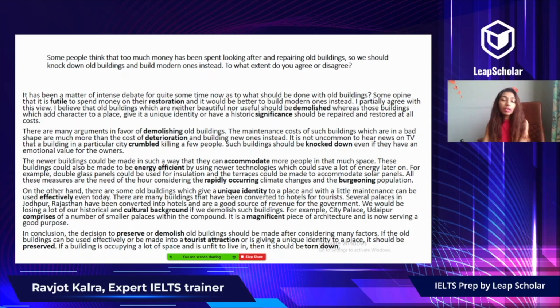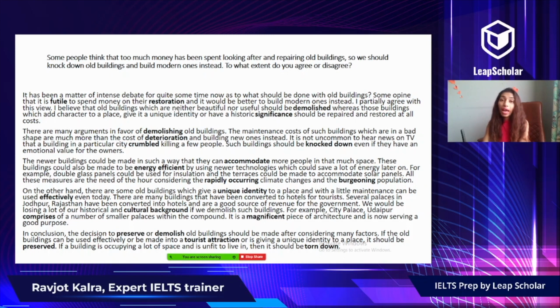Other than this, if you will not write it, then it will not be clear to the examiner what exactly you're trying to quote. Please stick to the structure that is discussed here. Write the introduction, then the body paragraphs, minimum 2 and maximum 3, and you end it with the conclusion.